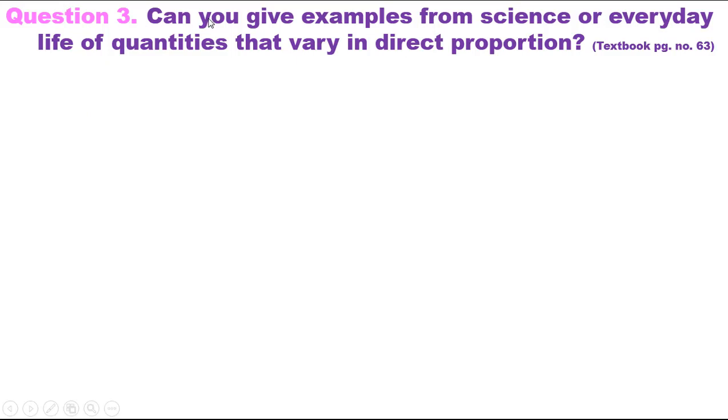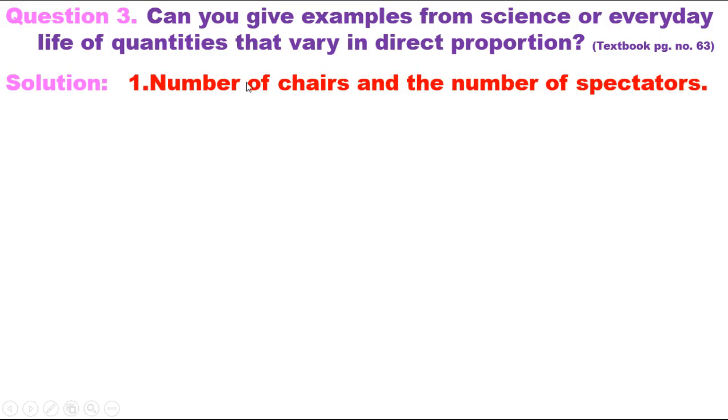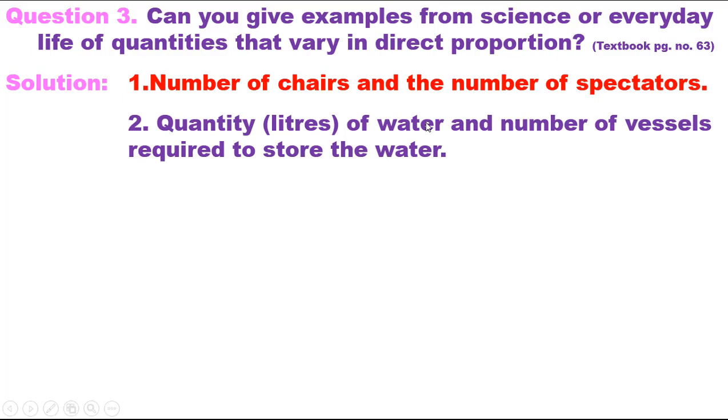Question 3. Can you give examples from science or everyday life of quantities that vary in direct proportion? Solution. Number of chairs and the number of spectators. Quantity of water and number of vessels required to store the water.